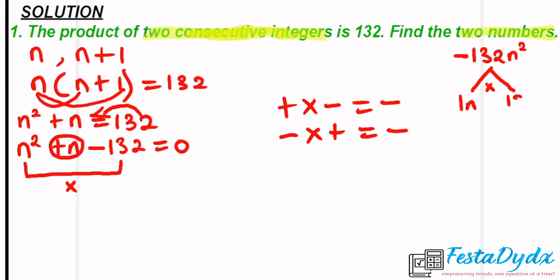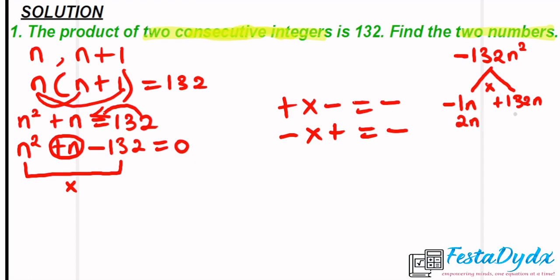1n times 132n is going to give us 132n squared. So I can decide to put a plus or minus here, or a plus or minus here. If I put plus here, so plus 1n minus 132n, it will give us minus 131n. And if I put a minus here and a plus here, I'll get minus 1n plus 132n, which is going to give me 131n. So which is a no. Now let's move to the next.